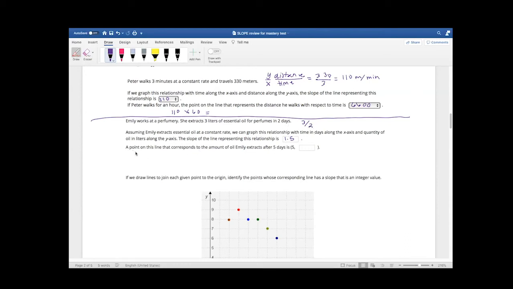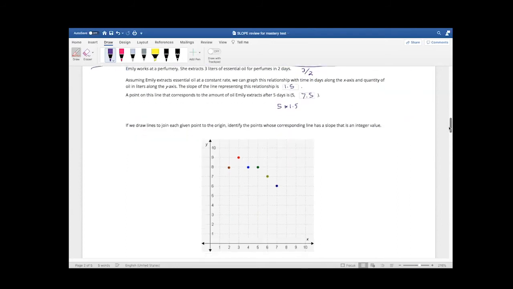And then a point on the line that corresponds to the amount of oil that would be extracted after 5 days. So if 5 is our number of days, I have to do 5 times 1.5. And that would give me 7.5 liters.